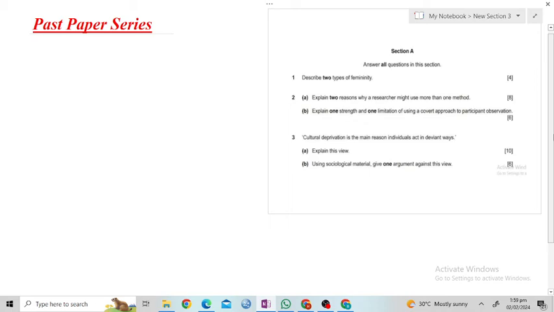Explain this view. So before solving question number 10, we need to understand the structure of the question. It's totally up to you how you are going to attempt the question.